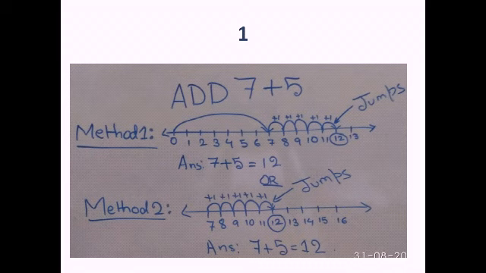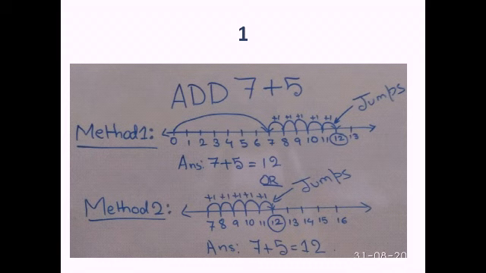So after 7, the first jump is till 8. The second jump is till 9. The third jump is till 10, the fourth jump is till 11, and the fifth jump is 12. So after the number 7 on the number line, adding 5 means you have to jump 5 times. If you jump 5 steps after the number 7, we reach 12. So our answer is 7 plus 5 is 12.